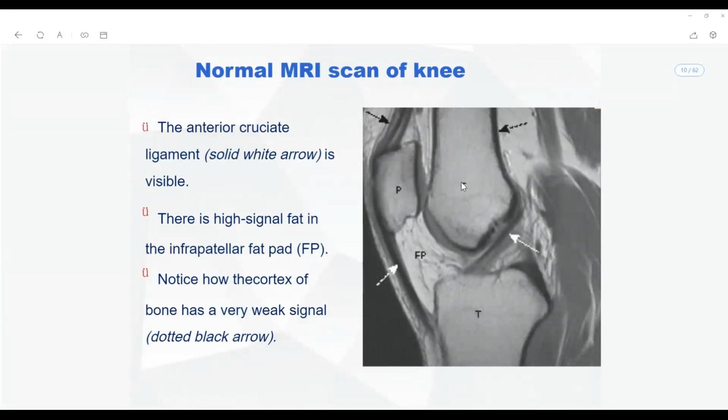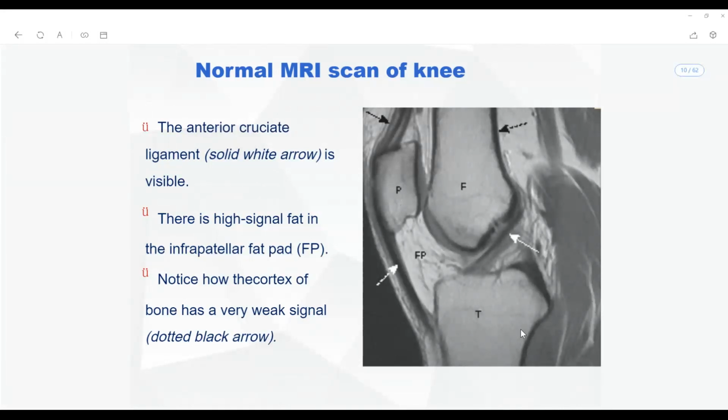All right. And I can see the ligaments here. This is the anterior cruciate ligament. And this is the quadriceps femoris tendon. And this is the femur bone marrow. This is the patella and this is the tibia. So that is how I'm looking at it.